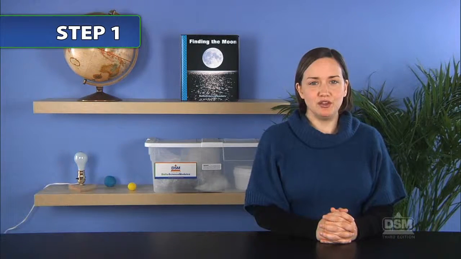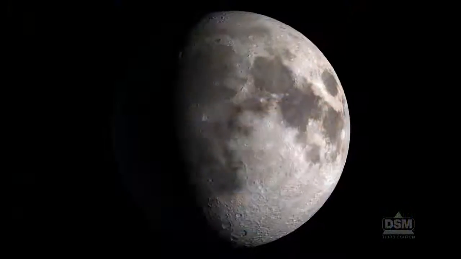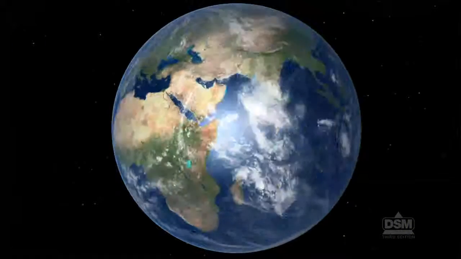Begin the activity by reviewing what students have learned about the Moon, including its shape, the time at which it can be seen, and similarities and differences between the Moon and Sun. Next, explain to students that their environment is made up of the conditions around them. Inform students that in this activity they are going to learn how the Moon's environment is different from Earth's.